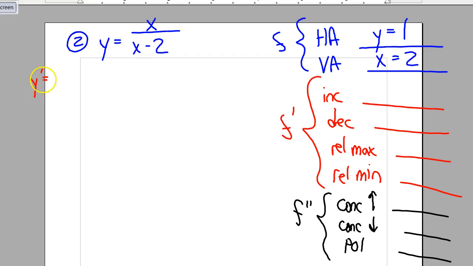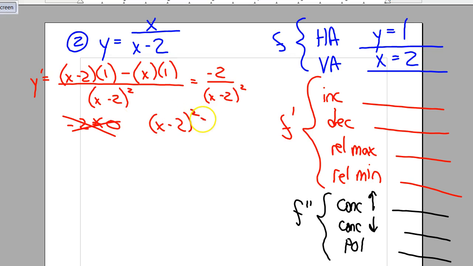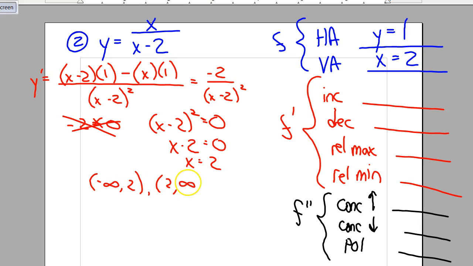Your derivative is the bottom times the derivative of the top minus top times the derivative of the bottom over the bottom squared, which will just end up being -2 over x minus 2 squared. When you set each of those pieces equal to 0, so -2 equals 0, well that never happens, so that doesn't matter. x minus 2 squared equals 0. Remember, the power doesn't matter, that's the same as x minus 2 equals 0. So x equals 2, so I get my 2 intervals built around the 2.